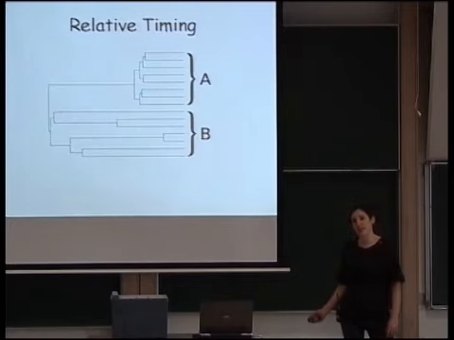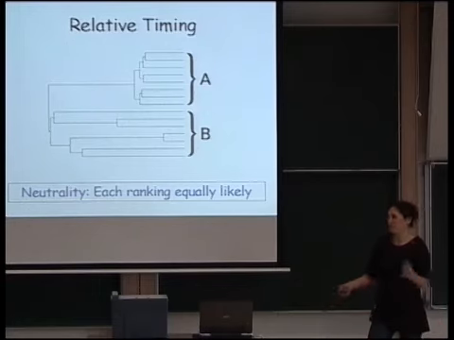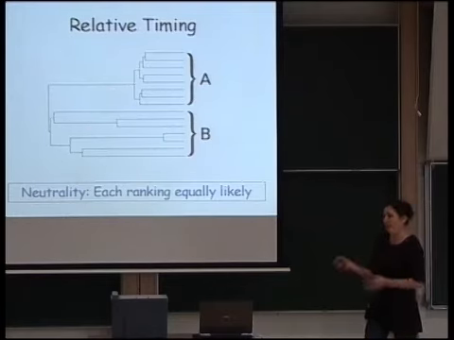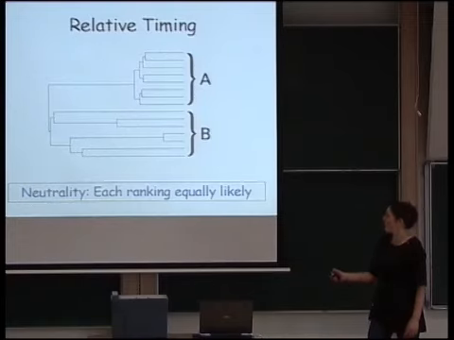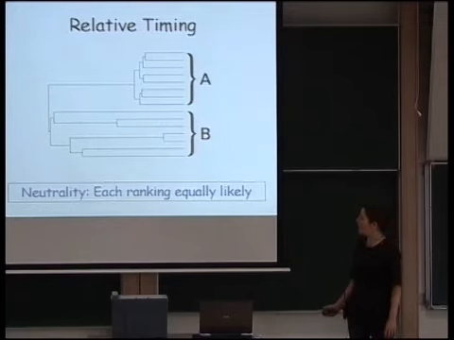And we say that under a neutral model, like a pure chance model, each ranking would be equally likely. It wouldn't matter, it would be distributed quite equally here and here. We would shuffle those speciation events on the left side and the right side uniformly. And clearly here, that is not the case.